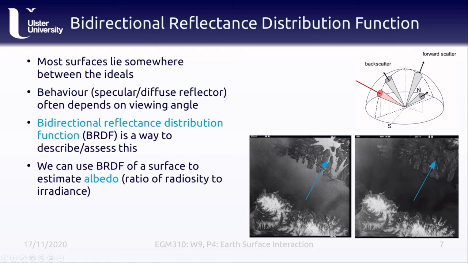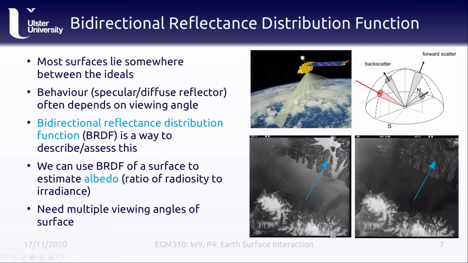Given the BRDF of a surface, we can estimate its albedo, the ratio of the radiosity, or total radiant flux leaving a surface, to the irradiance, or total radiant flux onto a surface. Albedo is an important concept for climate, as it in part helps to determine the energy balance of Earth's surface. In order to estimate the BRDF and the albedo, we need multiple viewing angles of the surface.